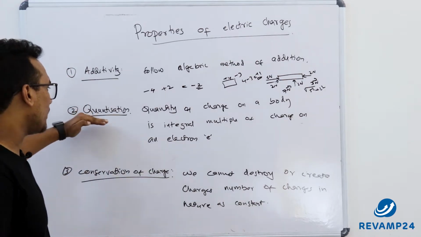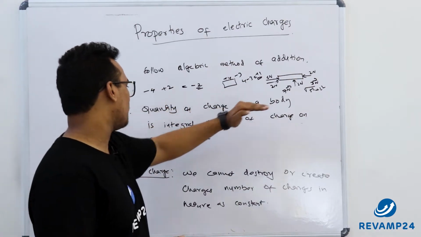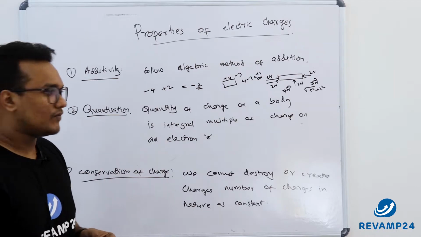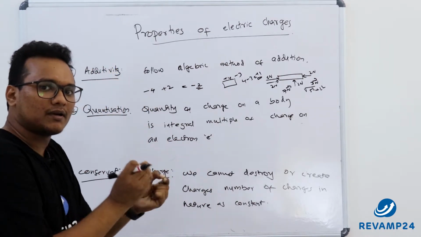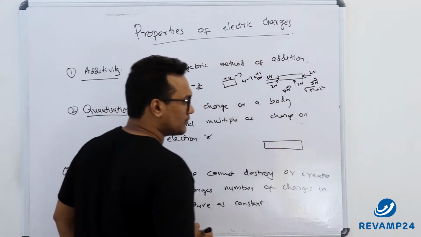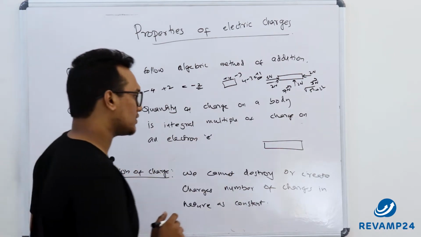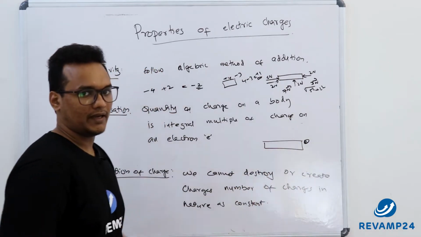Next one is very important, quantization. Now the quantity of a charge on a body is an integral multiple of the charge of an electron. I have told you the charge of an electron is the basic fundamental charge. Let's say we have a body. It has got charged by a value. What is the minimum charge possible? That is the charge of an electron. 1 electron can be added.